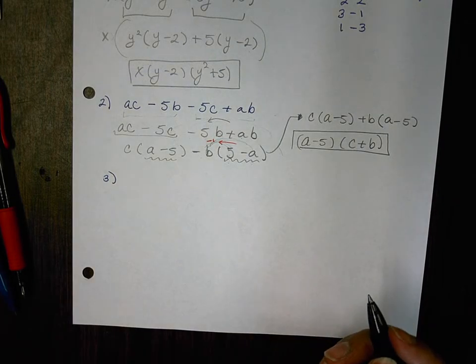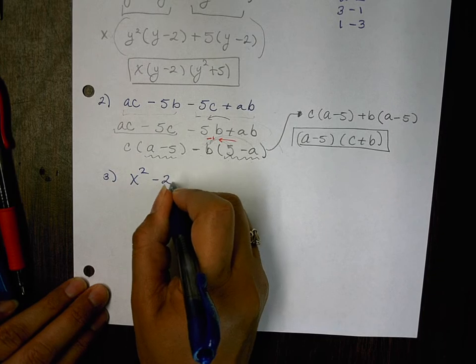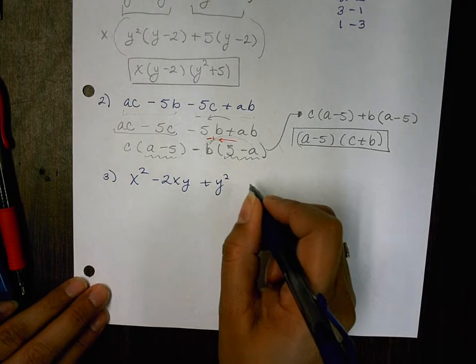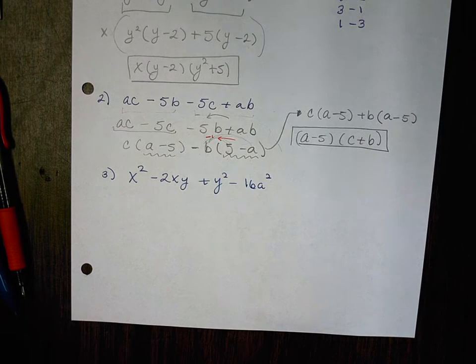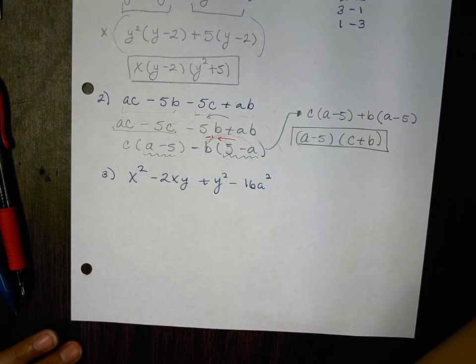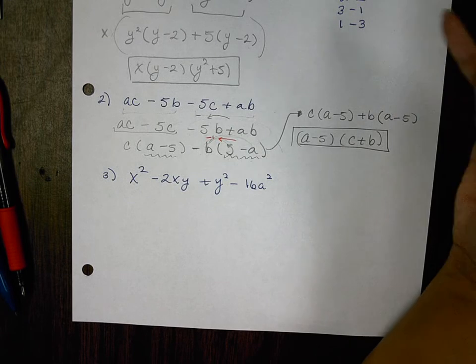Okay, number 3, x squared minus 2xy plus y squared minus 16a squared. Okay, again, we have 4 terms, factor by grouping. Now, this is where we're going to change away from the 2, 2. We're going to look at a 3, 1 or 1, 3.